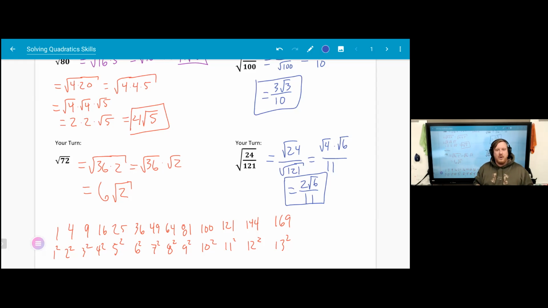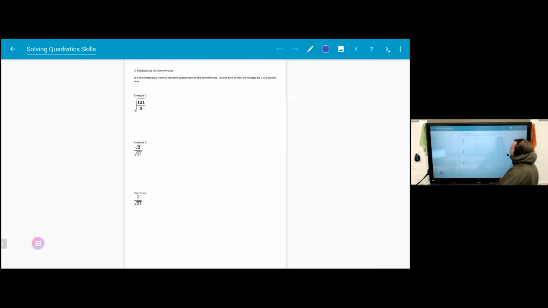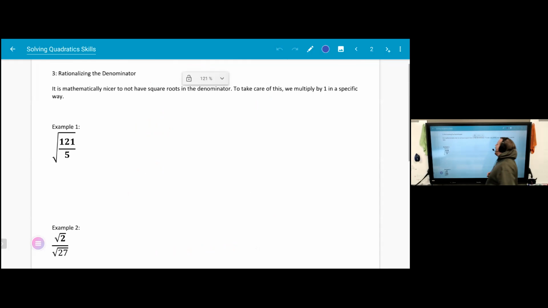So what we're going to do is something fancy. We're going to call this rationalizing the denominator. In other words, we're going to get rid of that denominator that has the square root. How, you ask? I think that's a great question. Let's take a look. On the next page, we have rationalizing the denominator. It is mathematically nicer not to have square roots in that denominator. To take care of this, we multiply by 1 in a specific or fancy kind of way.